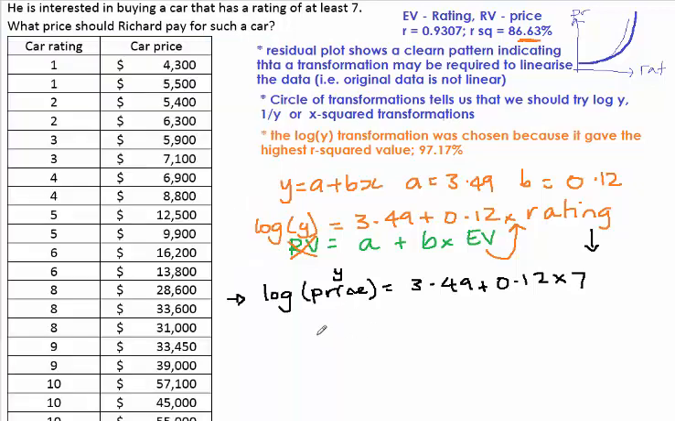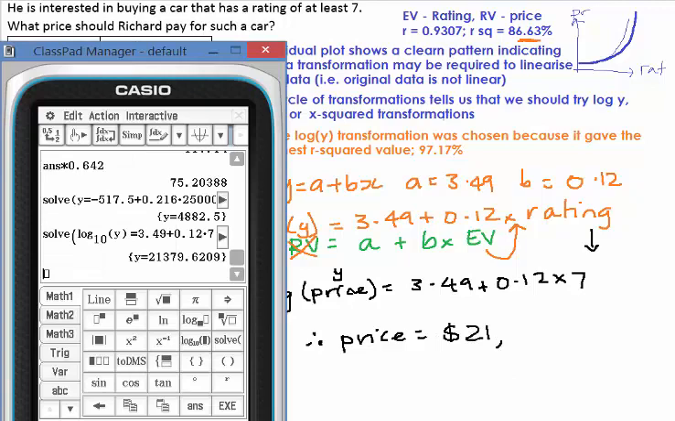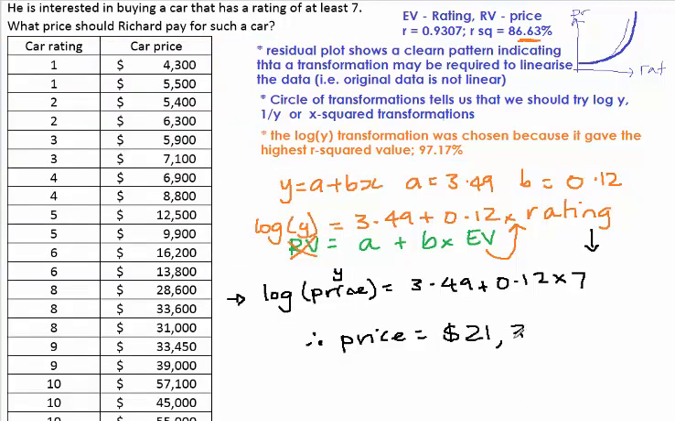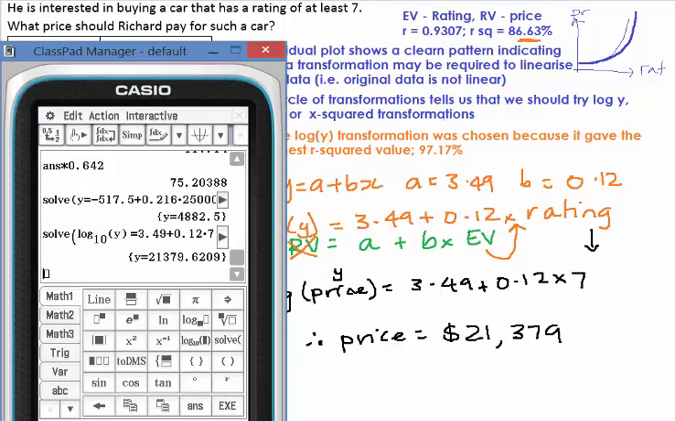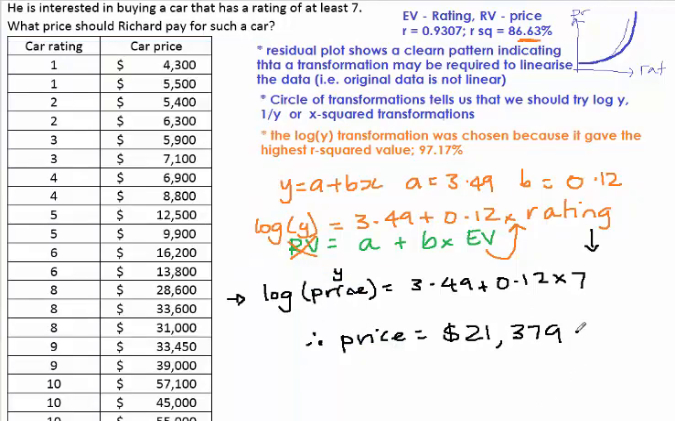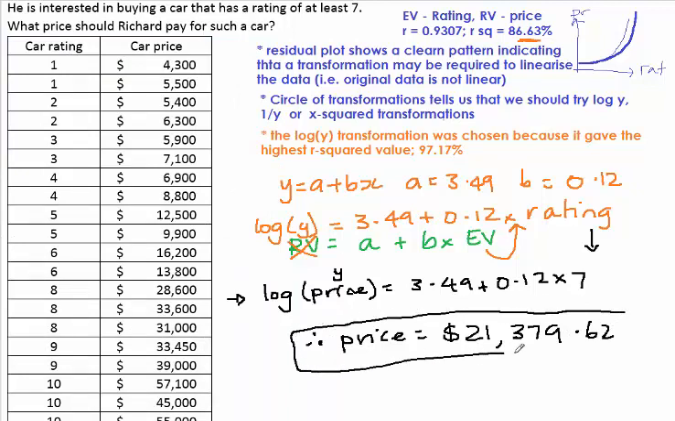So, therefore, price equals $21,379.62. So this is the expected value of a car that has a rating of 7, according to our transformation.